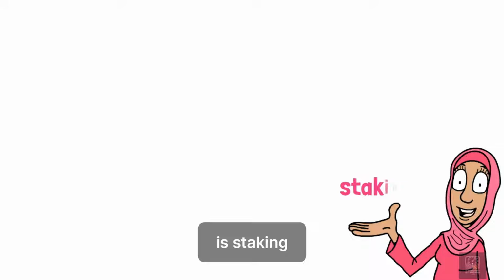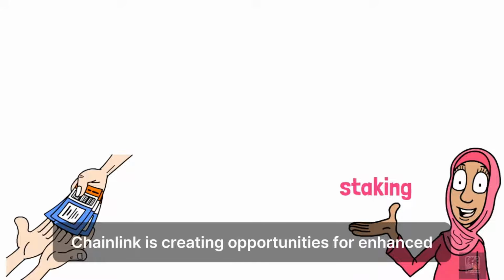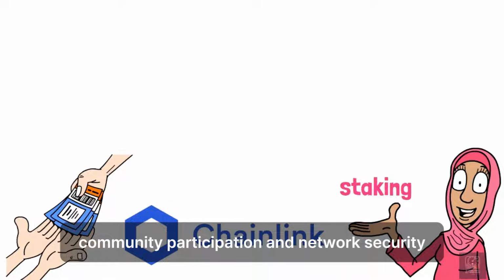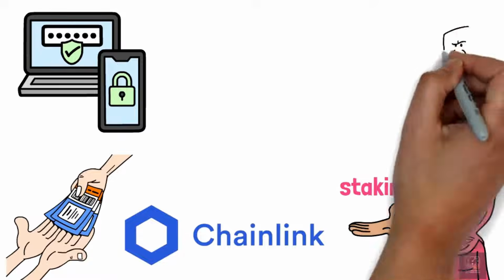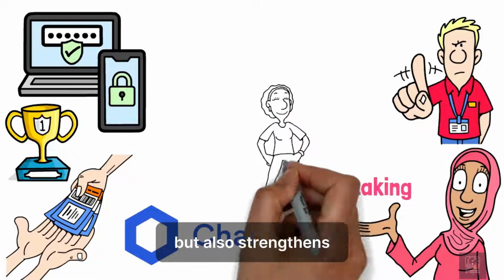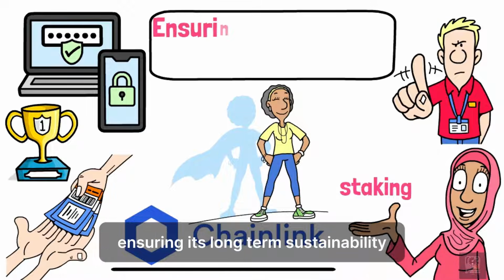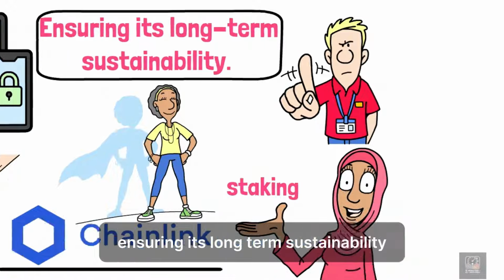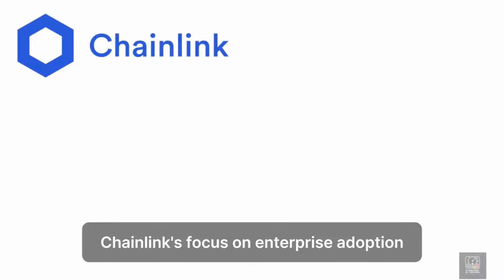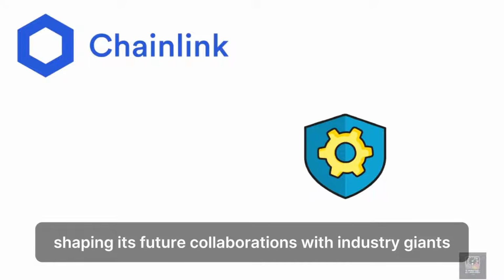One of the most exciting developments on the horizon is staking. By allowing Link token holders to stake their tokens, Chainlink is creating opportunities for enhanced community participation and network security. Staking not only provides rewards for participants, but also strengthens the decentralized nature of the Chainlink ecosystem, ensuring its long-term sustainability.